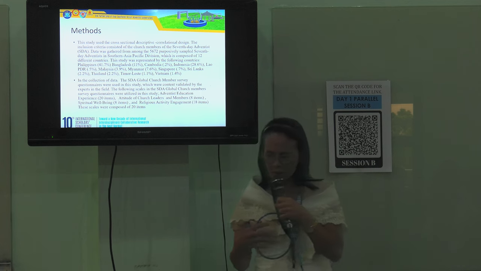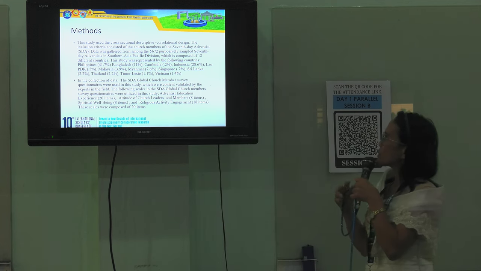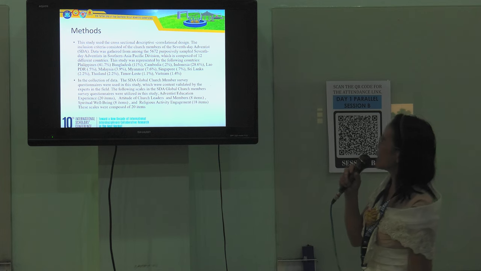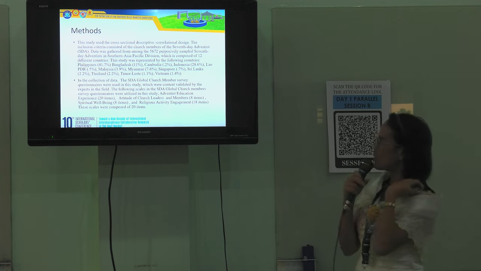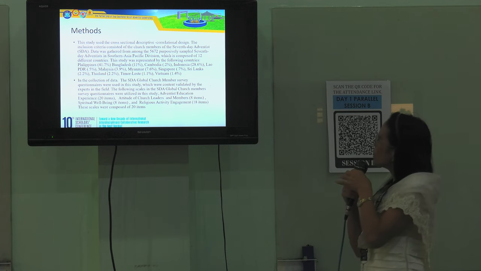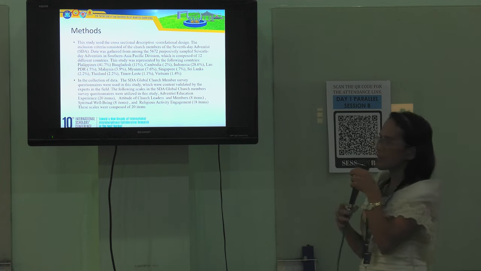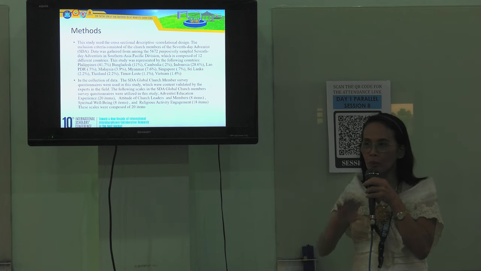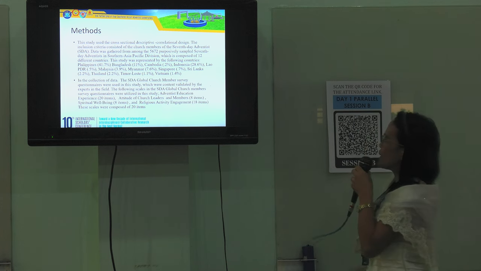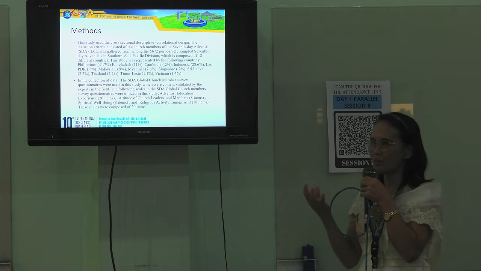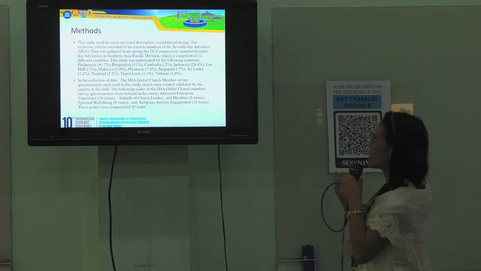The methods of the study use a cross-sectional or descriptive correlational design, which included Seventh-day Adventists gathered, around 5,672. We actually cleaned the data because there were so many blanks. They did not answer. So the reason why we retained the 5,672, and it was represented by 12 different countries.